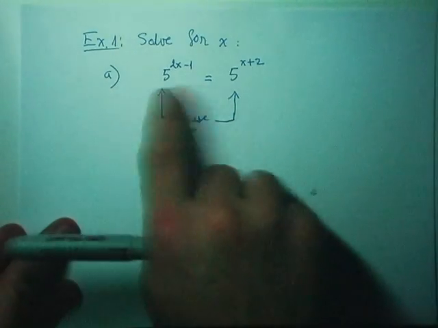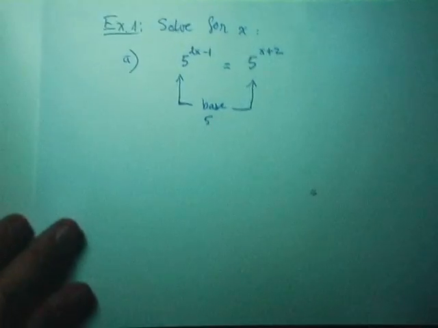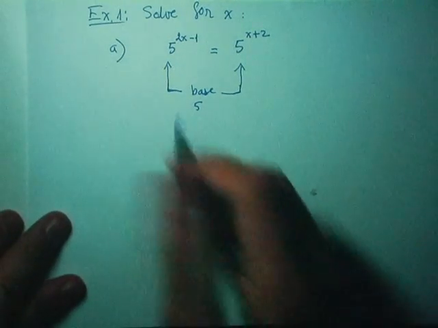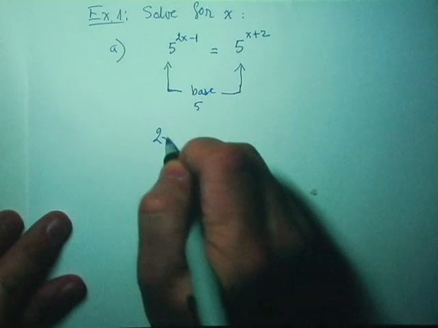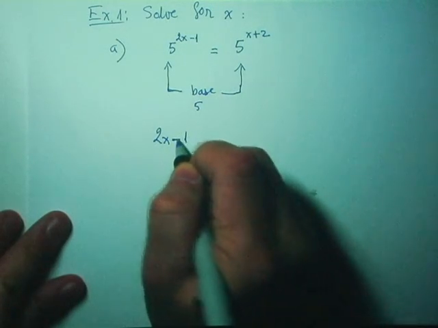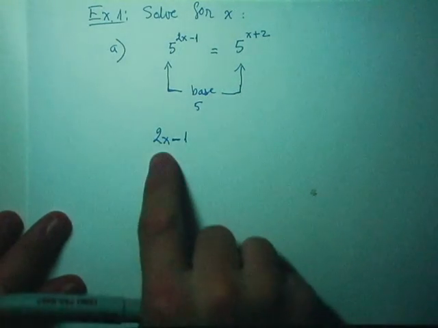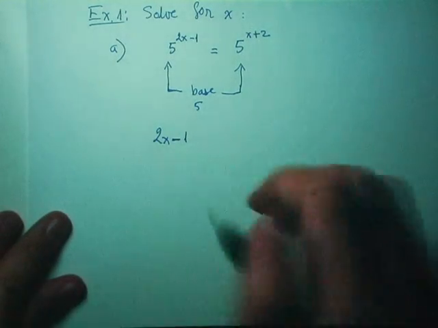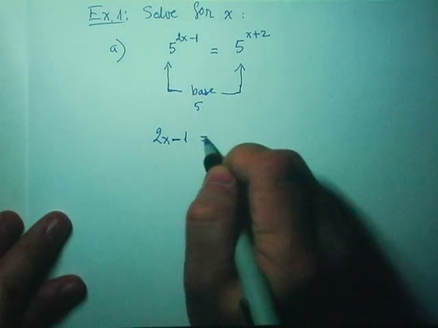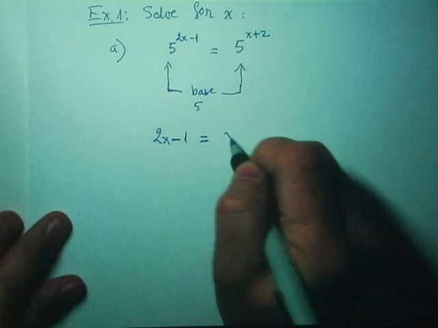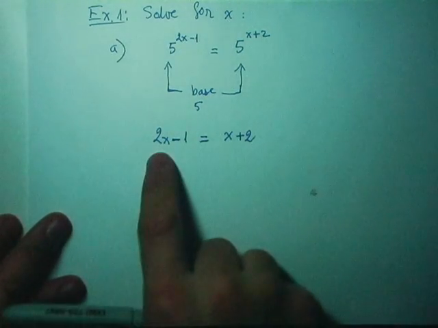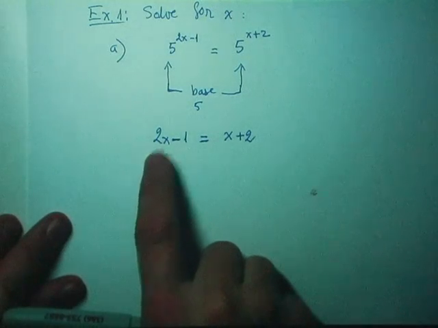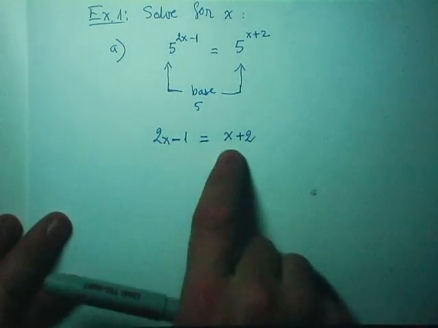So as long as you have a common base on the two sides, now the problem becomes easy for us. So method number 1 indicates you simply need to focus on the exponents. The exponent of the left-hand side would be 2x minus 1. You would equate that exponent on the left-hand side with the exponent on the right-hand side. So here I produce for myself an alternative equation: 2x minus 1 equals x plus 2.